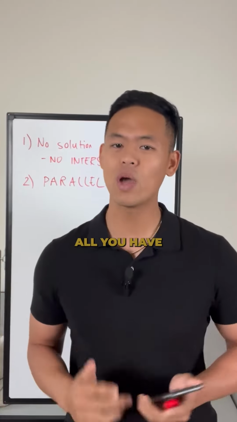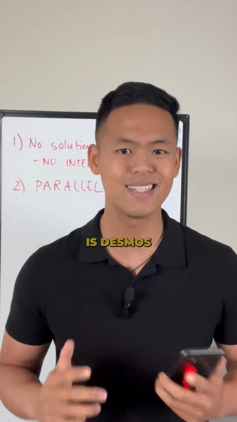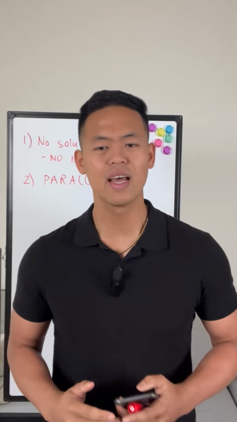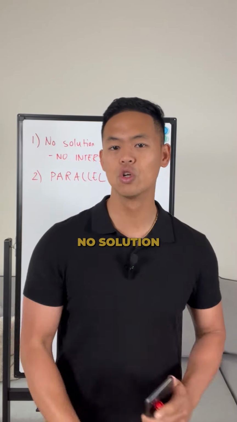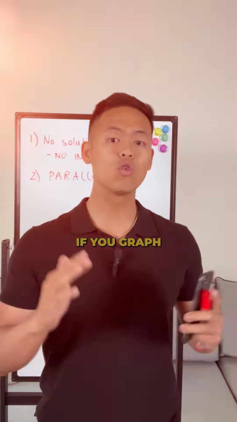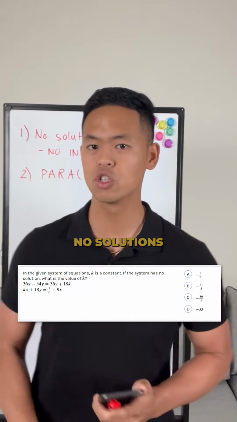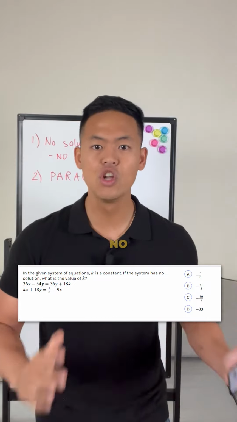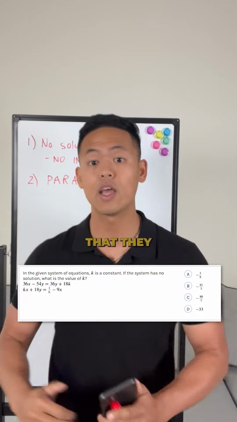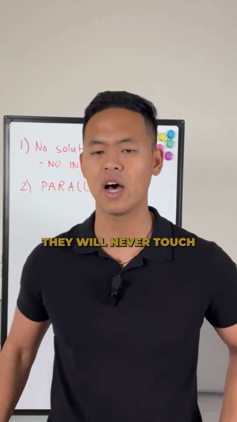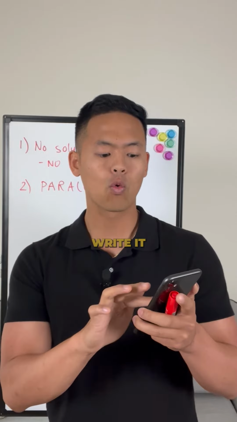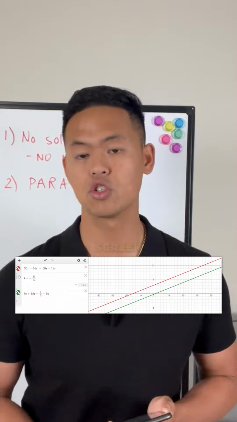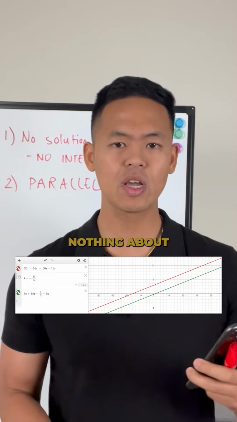Number one, all you have to use for this type of problem is Desmos. Here's why. Now, whenever you have a system of equations and they're saying that you have no solution, here's exactly what they mean. If you graph two equations and they have no solutions, that means they will have no intersections. If they have no intersections, that means that they are parallel. They will never touch. So all you need to do is just write it into Desmos, just like how you see it right here on the screen, and literally change nothing about the format.